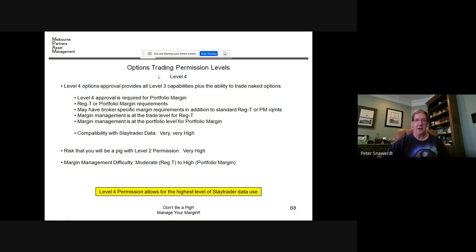I think most of the traders use Schwab, but that was because they started off with TD Ameritrade beforehand. But this is the level that if you want to really go make money with options, this is what you want. But at the same time, the risk is very, very high here.